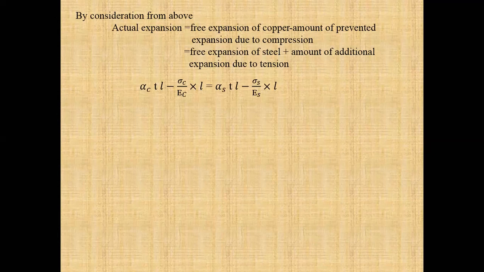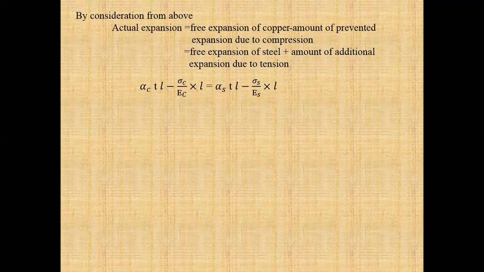So what is the free expansion of copper? Obviously, alpha C T L. Alpha C is the coefficient of expansion of copper. T is the temperature rise, that is 20 degrees to 170 degrees. And L is the length of the bar. So this is the free expansion of copper. But because it is part of that composite bar, it is along with the steel, therefore the steel will pull it back.